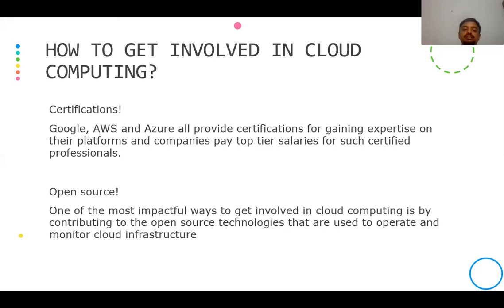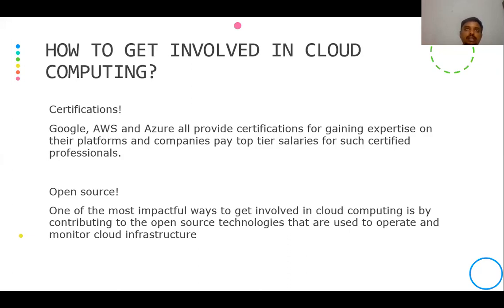Open source is free software that can be developed by anybody, and they have open source technologies. The source code for all of these technologies is available online, so you can go and look at those softwares. You can read about the software. You can write your own code. You can submit your own code.